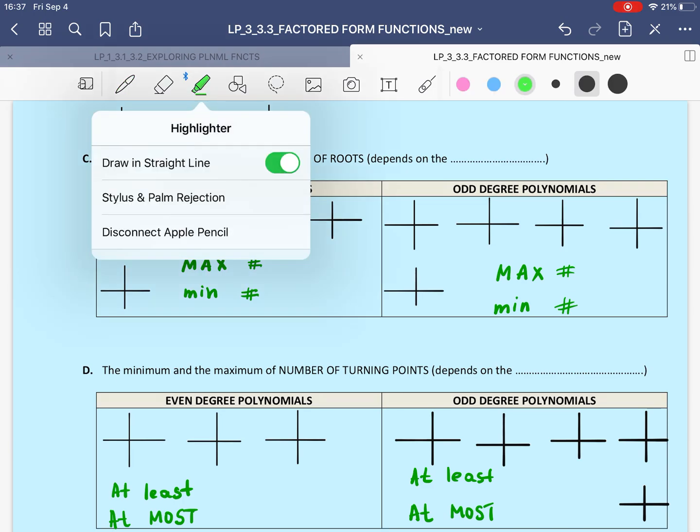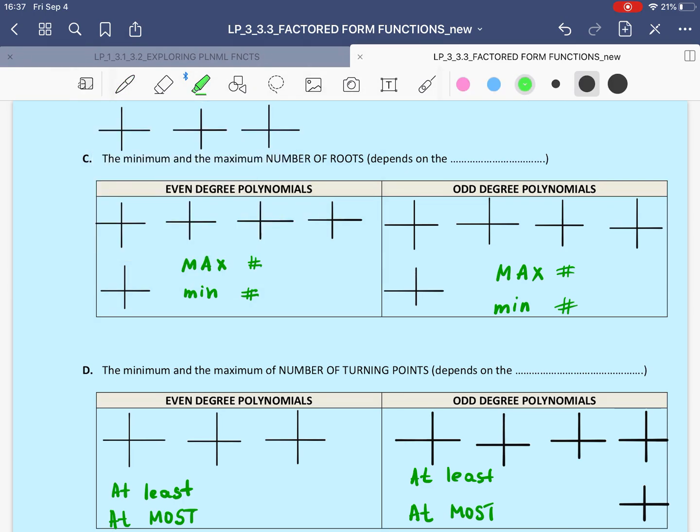Now, the next very important thing we're going to talk about, they're all important things by the way, is the minimum and the maximum number of roots in an equation. So the number of roots or the number of the x-intercepts will depend on the degree of the function. The higher the degree, the more x-intercepts a function can have. And I will illustrate it with quite a few examples actually.